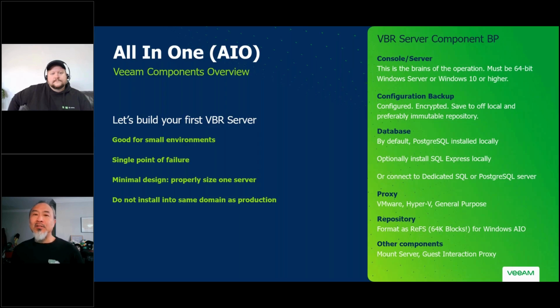So let's go over the various components that will go into this all-in-one deployment. The first is your console or the main server. This is the brains of the operation. This is where you're going to be setting all of your connections to your virtualization platform and your proxies and your repositories. This must be built on a 64-bit Windows system. The recommendation obviously is to use the latest version of server that you can use. It's also supported on Windows 10 and Windows 11, but that's really recommended just for a proof of concept or a lab test environment.